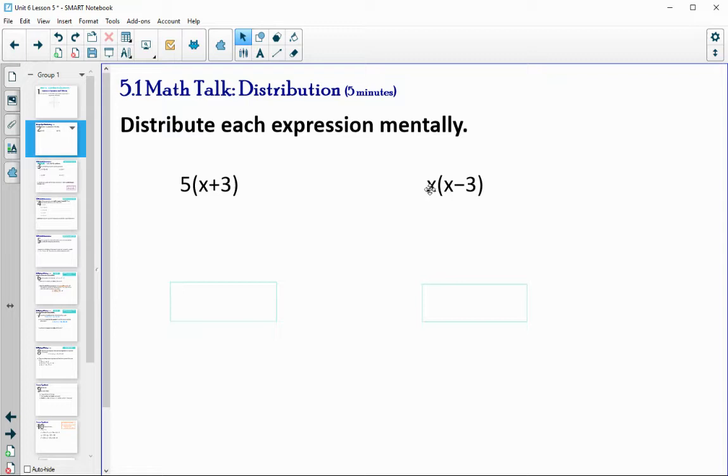So this one we would be giving the x to each piece in the parenthesis with multiplication. So multiplying the x times the x being x squared and the x times the negative 3, which would be negative 3x.